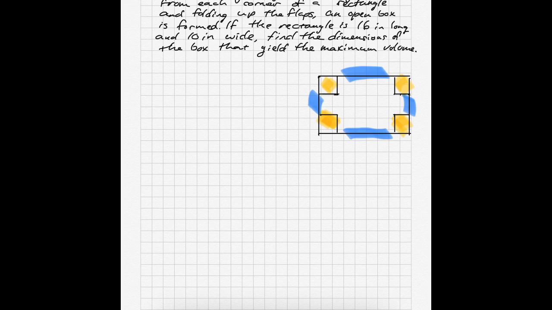All right, let's see what else this says. It says the rectangle is 16 inches long. So that means this length is 16 inches. And then what else does it say? It says 10 inches wide. So this length is 10. Find the dimensions of the box that yield the maximum volume.